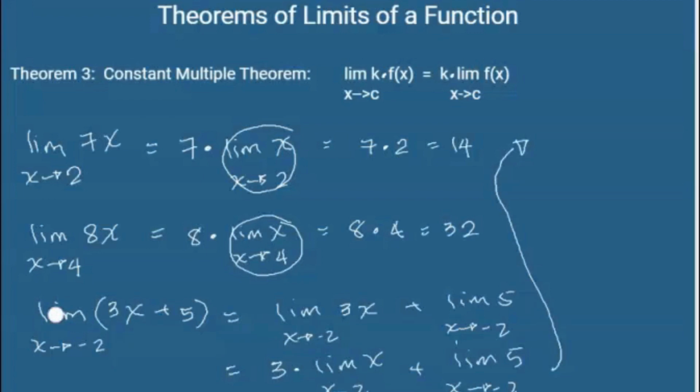Okay, so let's move here. This would be 3 times, sorry, that's negative 2. So 3 times negative 2 plus the limit of 5, a constant, by the theorem that would be 5. So 3 times negative 2 is negative 6 plus 5. So the answer is negative 1.